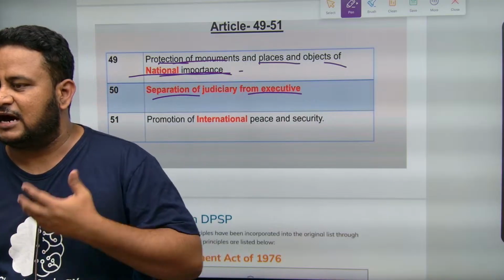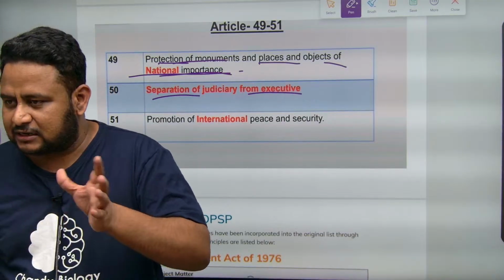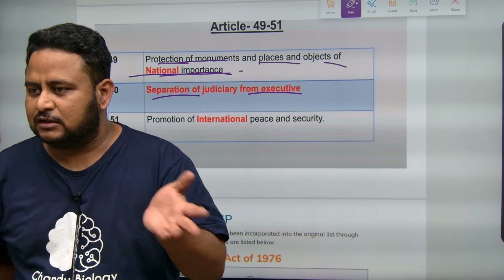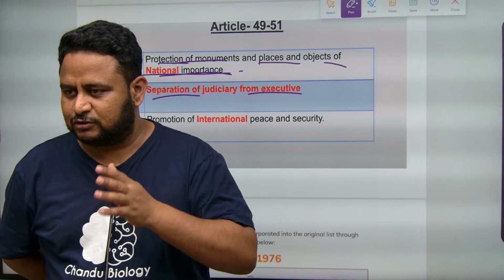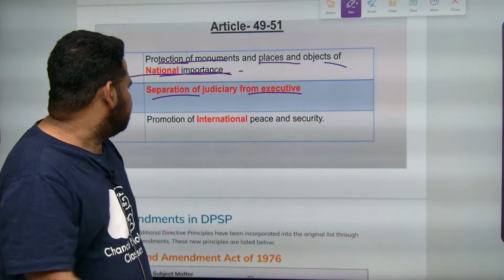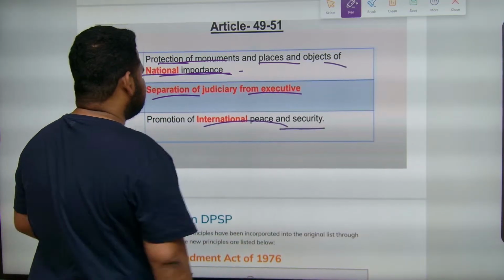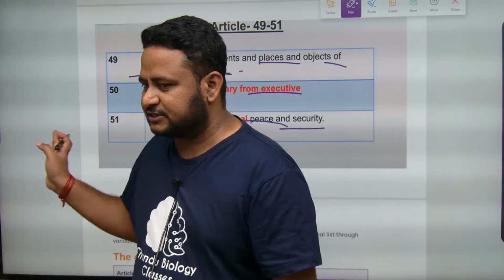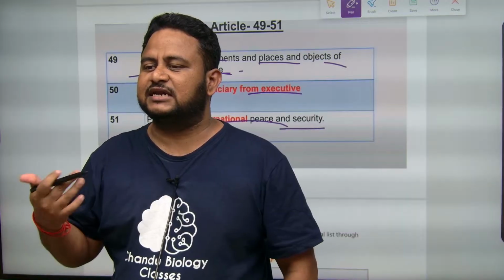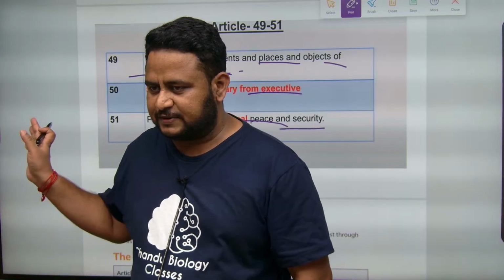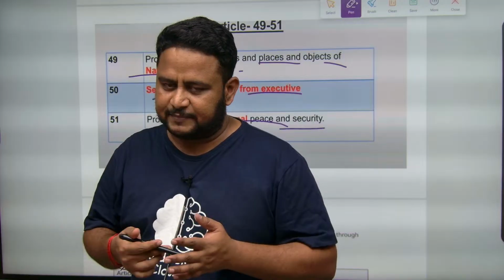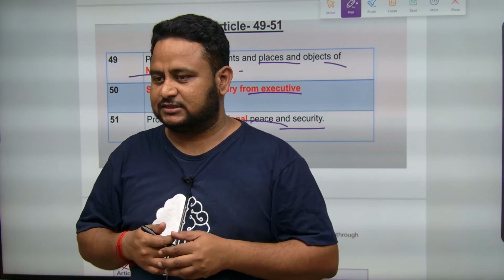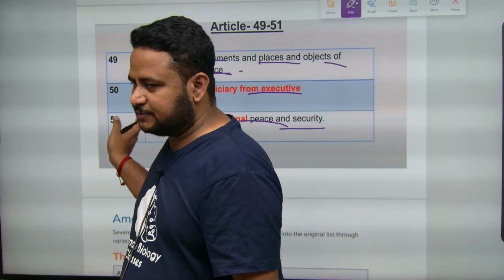So there should be harmony at the international level. At the same time, at the border areas, there should be a lot of peace and security. There should not be crossfire between two nations, and there should be no ceasefire violations. So promotion of international peace and security is Article 51. To ensure this, the government has to ensure that certain laws are followed. You cannot say that anytime you want, you can go and fight with any other nation. That's why there should be promotion of international peace and security.